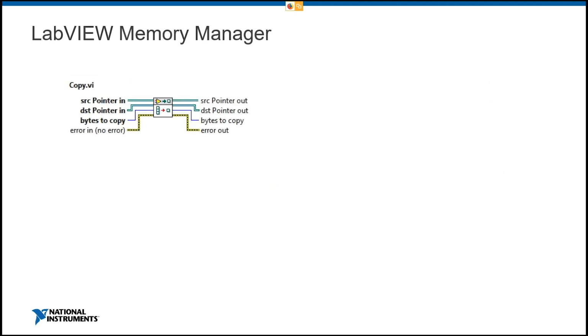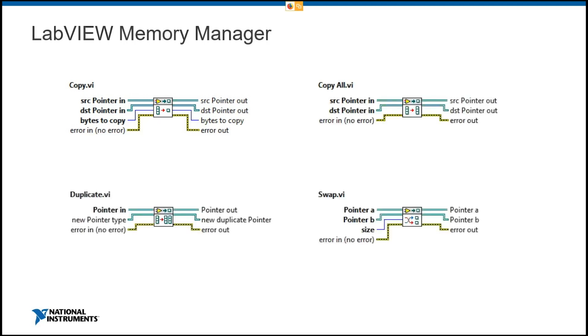It also has some other nice functions for memory management: copy all, duplicate, and swap. As copy suggests, you can copy n bytes from one pointer to the other. Copy all automatically says, I know how many bytes are in each of these pointers, so I'm going to copy all of the data in source to destination, assuming destination has enough size. Duplicate, as the name suggests, lets you take in a pointer, allocate a new pointer that's exactly the same size, and then copy all of the data from the source pointer into the destination. You can also specify a different type.